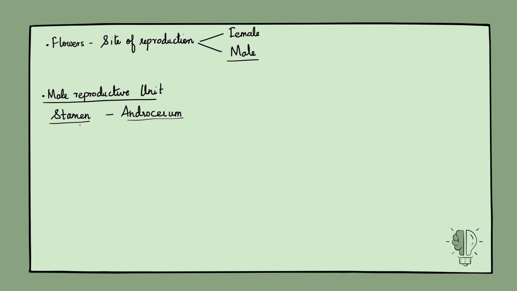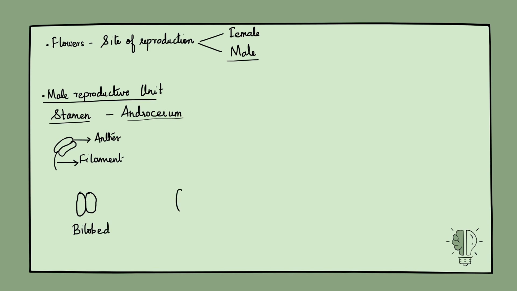Now the stamen basically has two parts, an anther and a filament. So this is the anther, and the stalk is called the filament. Now the anther is said to be bilobed and diathecous. If you look at the anther, there are two lobes, right? Because it has two lobes, it is said to be bilobed.